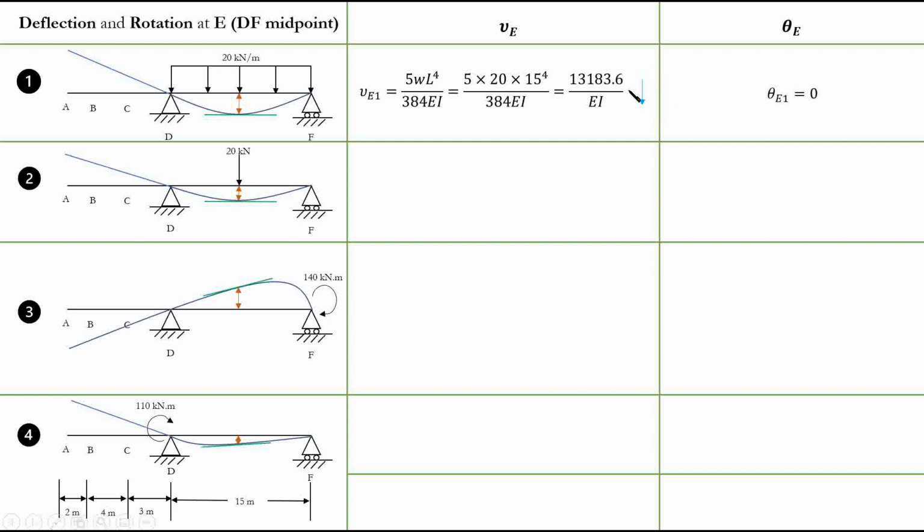Now let's move to rotation. Rotation is pretty clear, right? As we mentioned, the rotation in the middle is 0. Why? Because we have maximum deflection basically, right? Everything is symmetric. We'll have 0 rotation here. Now we'll move to the second case.